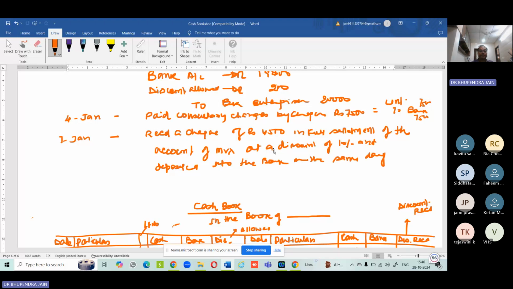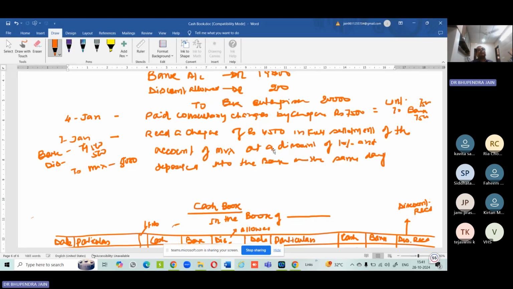Once you deposit the check into the bank, we have to pass the entry bank account debit to cash. Okay. Now in this case, how much is the total amount? 5000. So what will the entry be? Bank account debit 4,500, discount allowed 500, to party Mr. X 5,000.